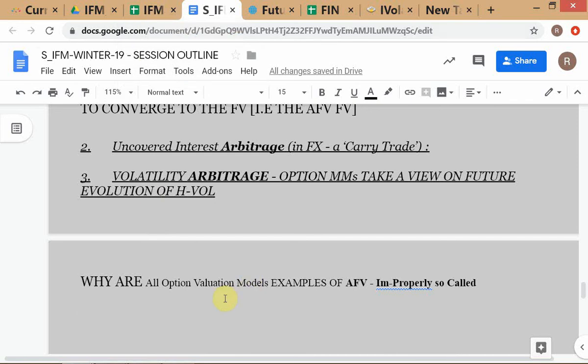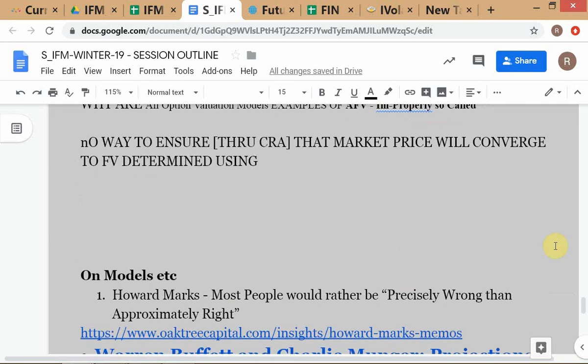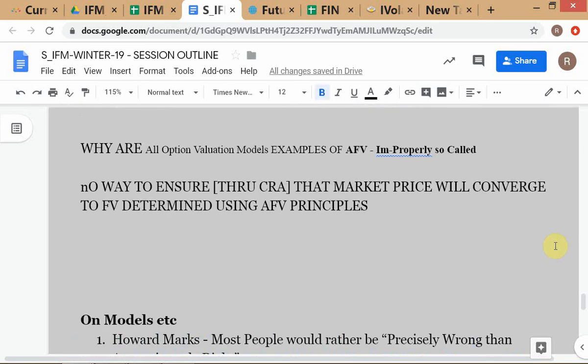You can't make the price converge to the model fair value. There is basically no way to ensure through CRA that market price will converge to fair value, where fair value is determined using AFV principles. So this is how we can use the language. We say we are using AFV principles, which automatically means thinking about synthetic equivalents, and the cost of generating the synthetic equivalent is the fair value. Is this clear now? Now we are done with all this stuff.